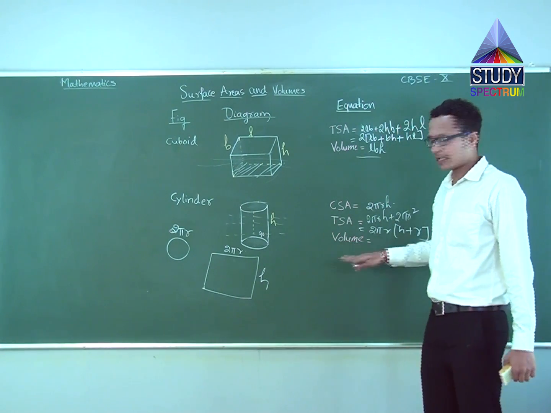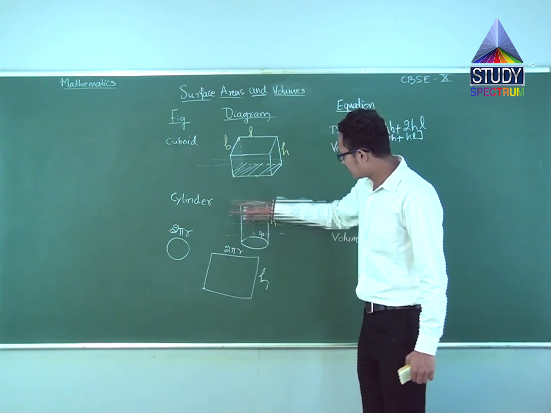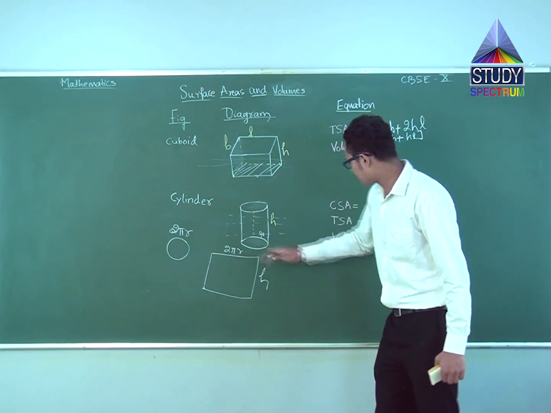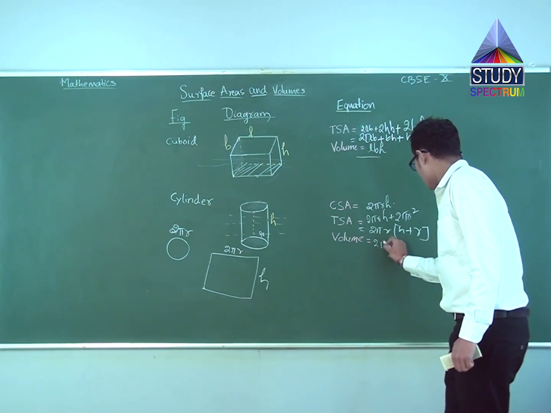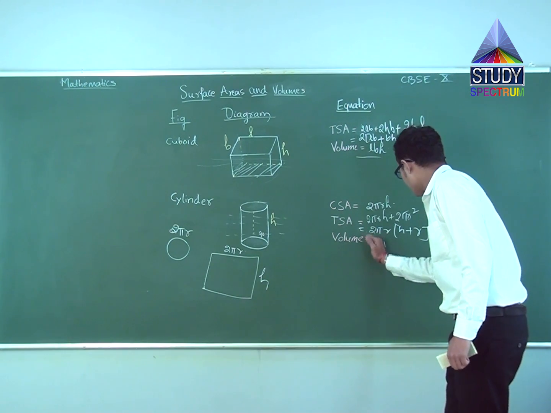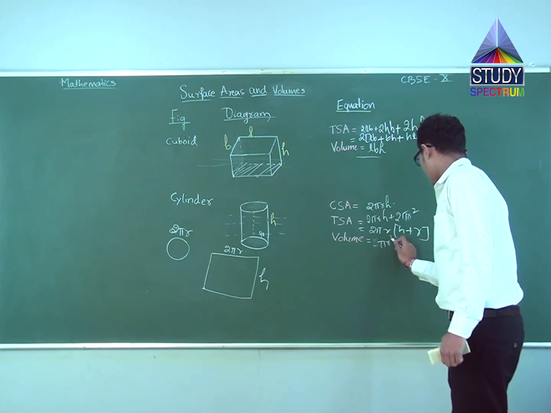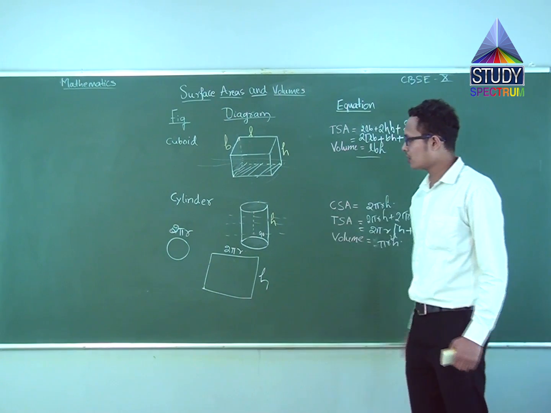So volume is nothing but the area of cross section multiplied by the thickness or the height of the object. So this is a circle, so that area will be pi r square, the area of the circle, multiplied by the height of the object.